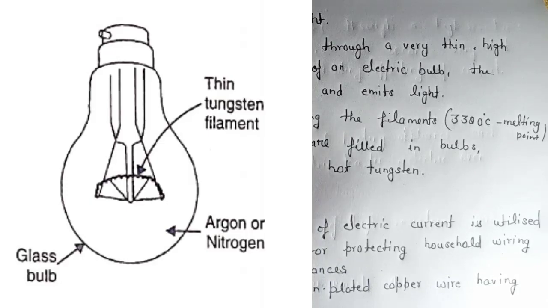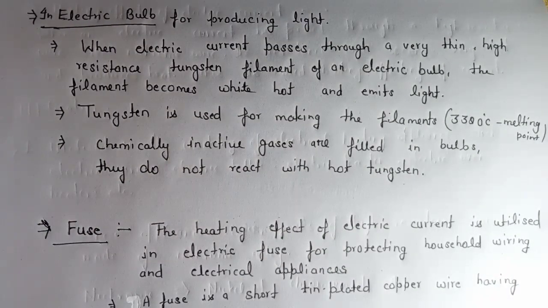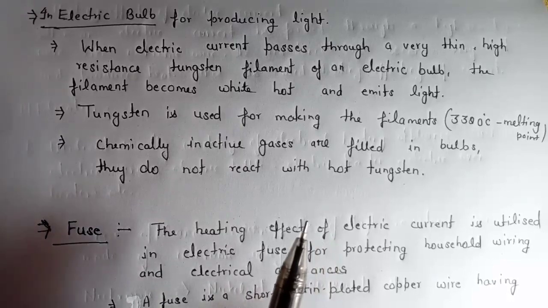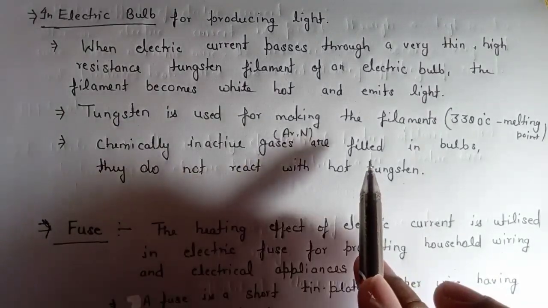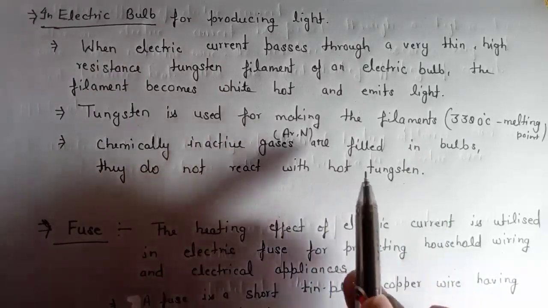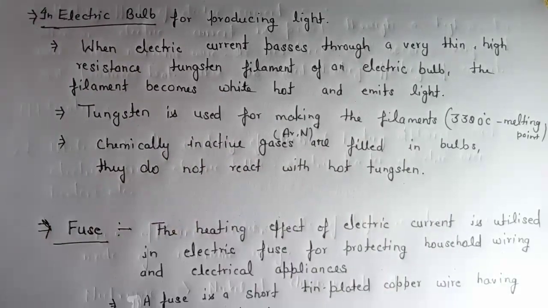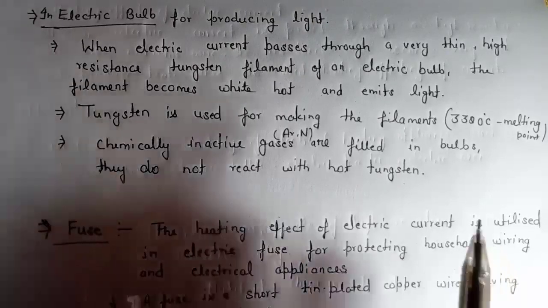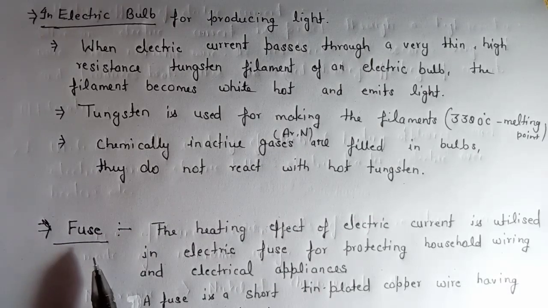So tungsten is used for making the filaments, and there a few gases are filled, gases which are chemically inactive, inert gases. So chemically inactive gases like argon, neon, nitrogen are filled there, either in combination, because these gases don't react with the hot tungsten there. We have another use, that is fuse.